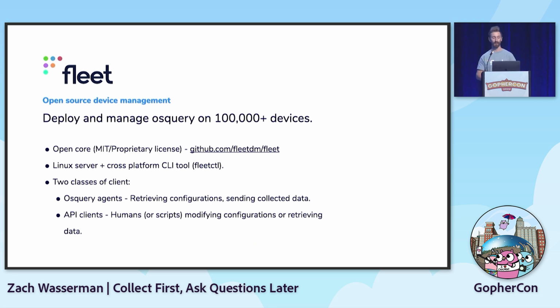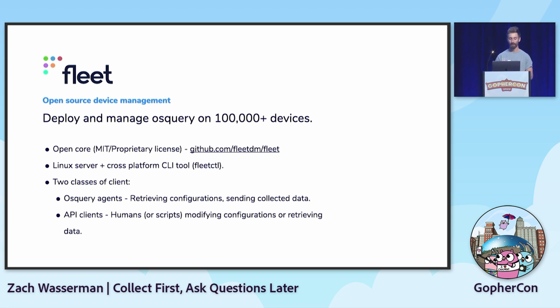Fleet is a server that manages OS Query, sometimes on hundreds of thousands of devices. It's open core, so a lot of the code is MIT licensed. All of the code that I talk about today will be MIT licensed, and it's available there on the GitHub repo if you'd like to check out the details. So it's a server that runs on Linux, and there's a cross-platform CLI tool.